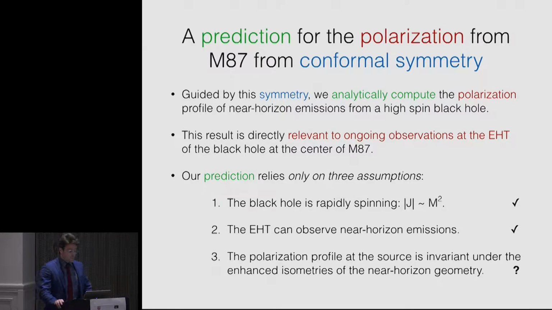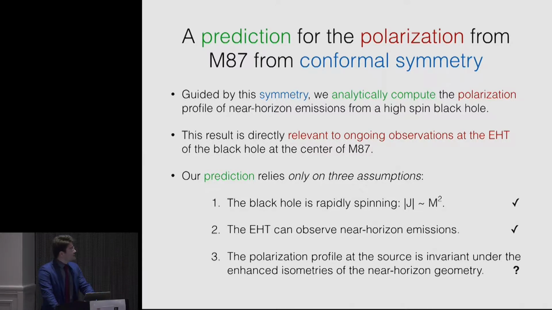And this prediction is based on conformal symmetry, which we're using as a guide to help us analytically compute the polarization profile of near-horizon emissions from a high-spin black hole. So this result should be directly relevant to ongoing observations of the Event Horizon Telescope of the black hole at the center of M87. And to be clear, our prediction relies on only three assumptions.